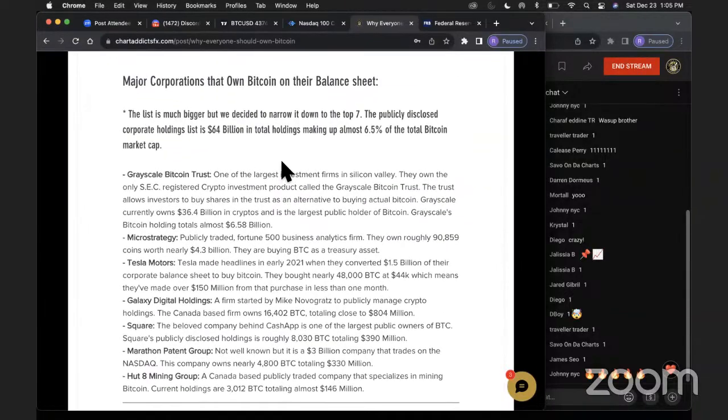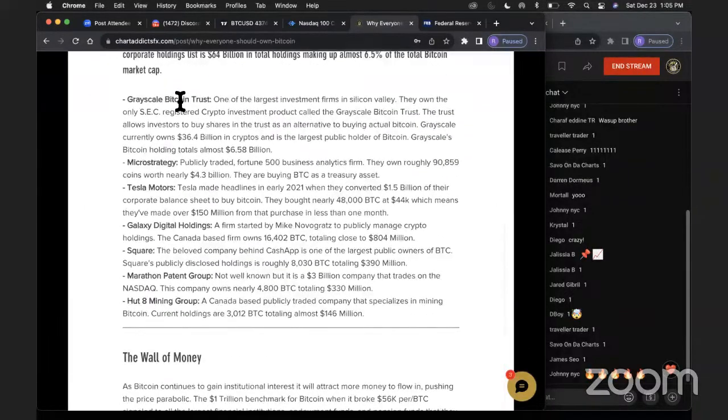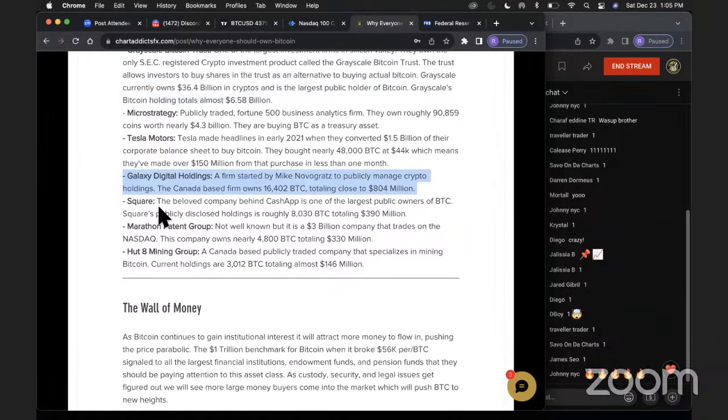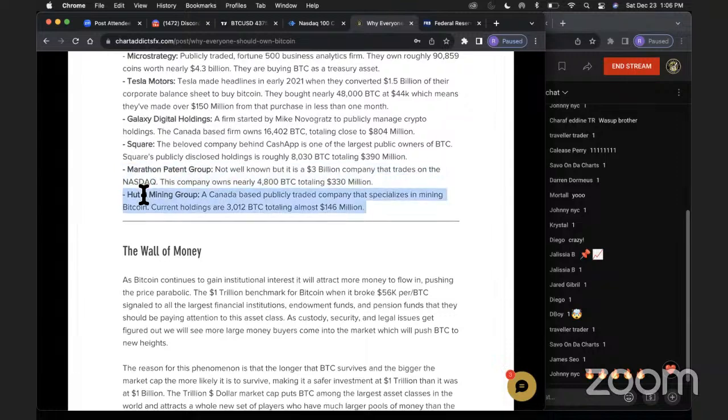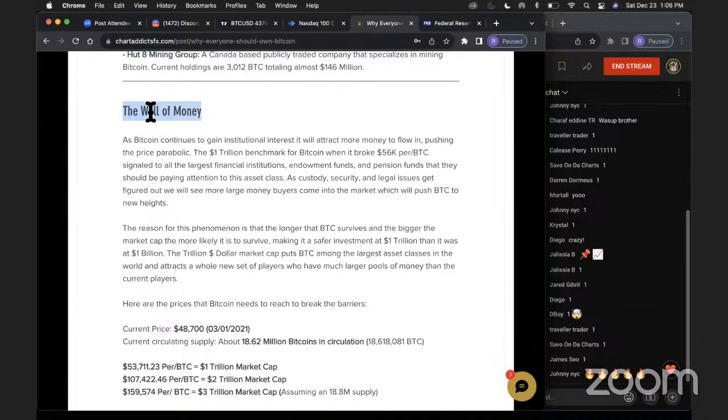Okay. The biggest corporations and how much they own. We had the Grayscale Bitcoin Trust. Shout out to America really allowing crypto to thrive up until the last year and a half. MicroStrategy, big shout out to Michael Saylor. Tesla, you guys know Elon was buying as much Bitcoin as he could. Galaxy Digital, big shout out to them. That's Mike Novogratz. It's a Canadian-held crypto digital holdings company. Square, Marathon Patent Group. Marathon is the largest mining company in the entire United States, and the Hut 8 Mining Group. These are the largest.